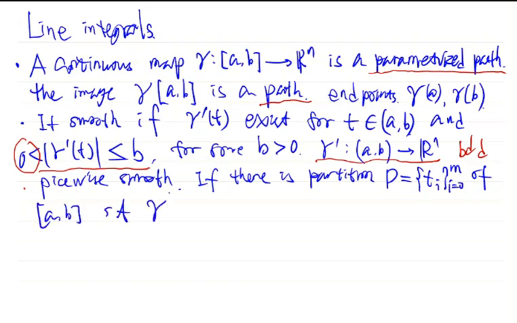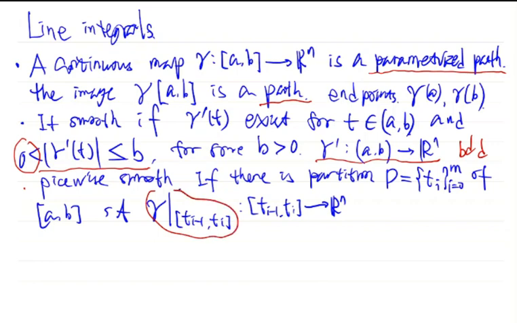such that gamma restricted to the subinterval, a map from t_{i-1}, t_i to Rn, is itself a parametrized path. So if we can subdivide the interval AB into finitely many subintervals, so that restricting gamma to every subinterval, the resulting parametrized path is smooth, then we say that our parametrized path gamma is piecewise smooth, and its image is a piecewise smooth path. So this involves the piecewise smooth parametrized path and the piecewise smooth path.